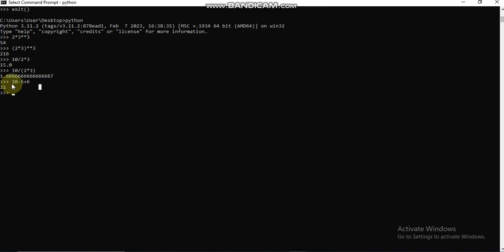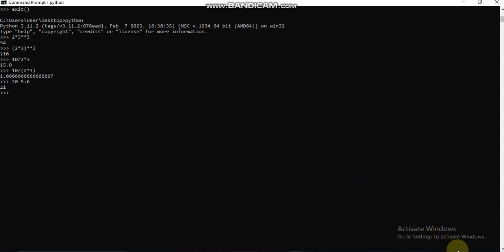So if operators have the same precedence, like minus and addition, which they have, it will always compute from left to right, like you always have it in mathematics. So that is for numbers.